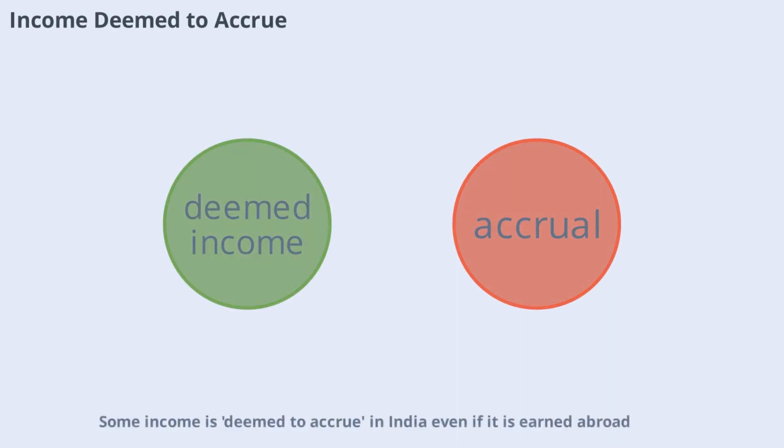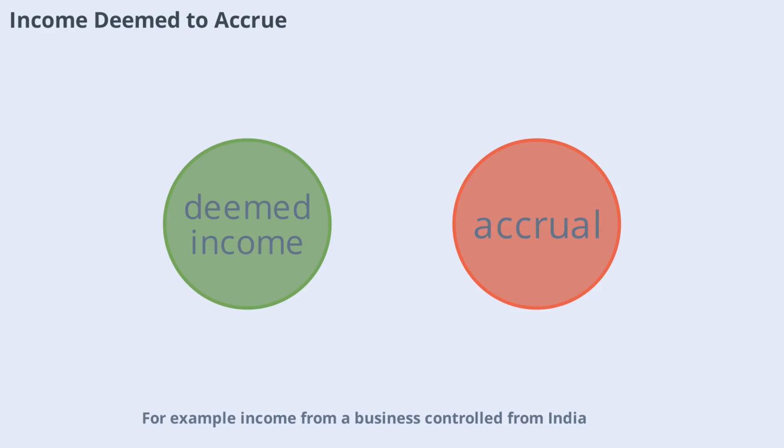Some income is deemed to accrue in India even if it is earned abroad. For example, income from a business controlled from India or from services rendered in India is taxable. The law ensures that income with a strong connection to India is taxed appropriately.